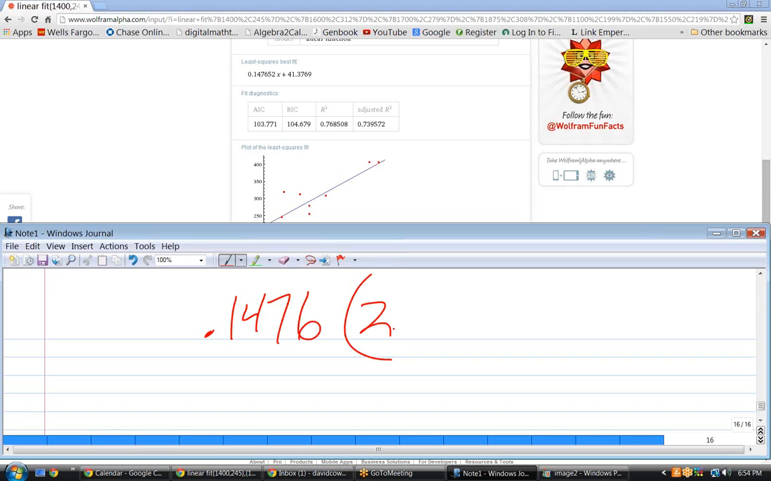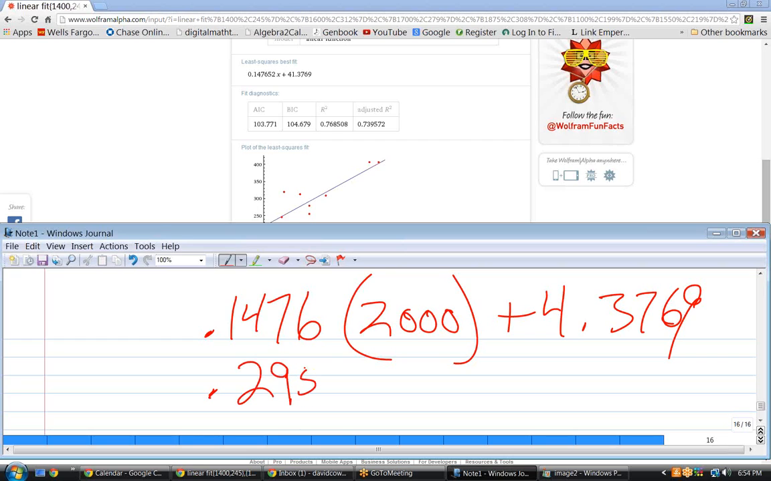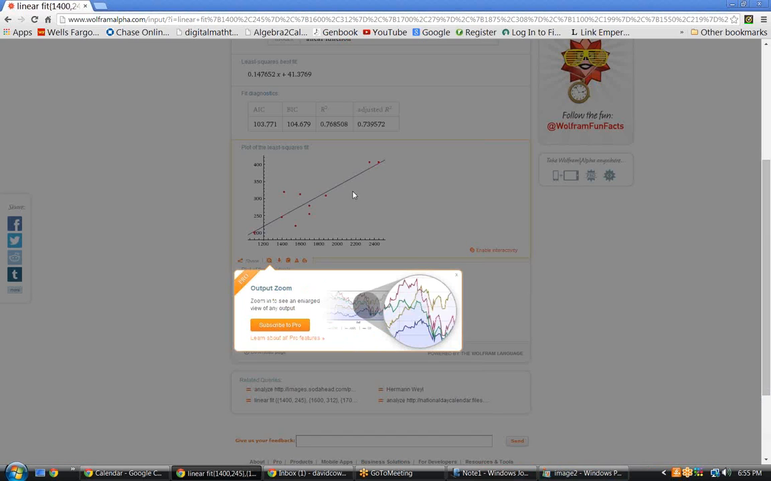So we have 0.1476 times 2,000 plus 41.3769. What is that? That is 2952 with 3 zeros, meaning there, plus 4.37. So it looks like we would pay about $300,000 for a house that had 2,000 square feet.